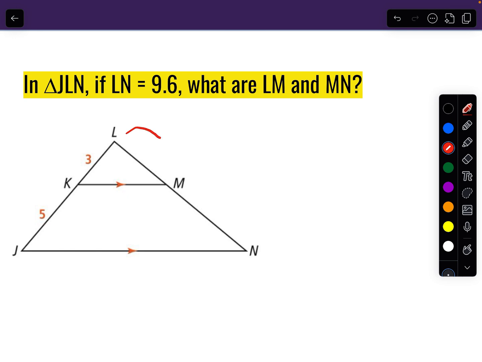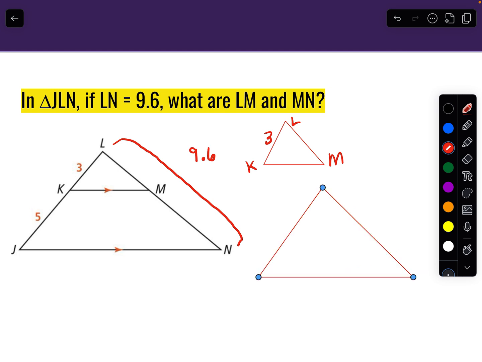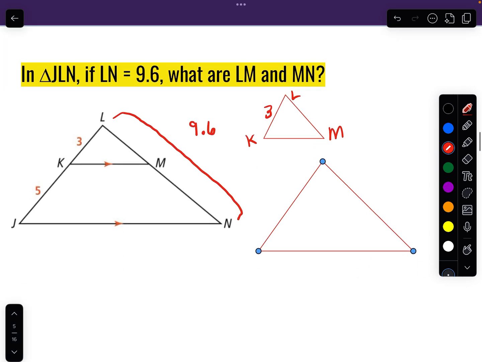All right, they're telling me that LN, this whole thing, is 9.6. So what is LM and MN? What I'm going to do is draw 2 separate triangles. I'm going to kind of split this up. So this is triangle KLM. We'll call that 3. And then this is the whole triangle, JLN. I know all the way from J to L is 8.